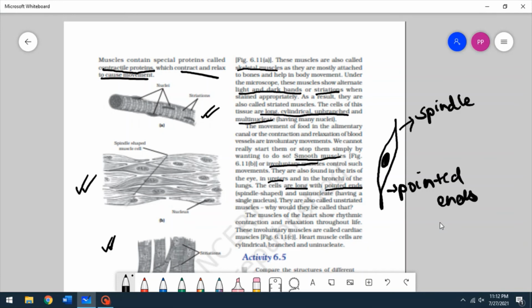Alright, so they're also known as unstriated. And why would they be called that? Because they don't have the striations between the long and dark striations. Smooth muscles don't have that. That's why skeletal muscles are also known as striated muscles.